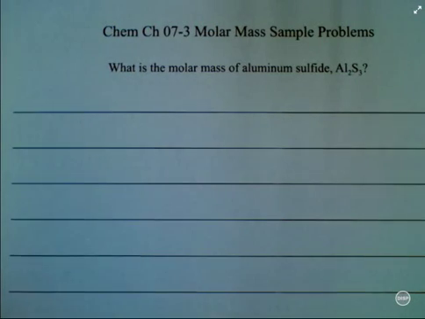Alright, chemistry, here's another sample problem coming at you from chapter 7, section 3. In this sample problem, we're going to calculate the molar mass of aluminum sulfide, which is Al2S3. During this video, I'll be referring to a 5-step process for calculating molar mass that is present in your video lecture, so be sure to watch the video lecture first, take proper notes, and then as you follow along with the sample problem, have the notes open to that 5-step procedure.